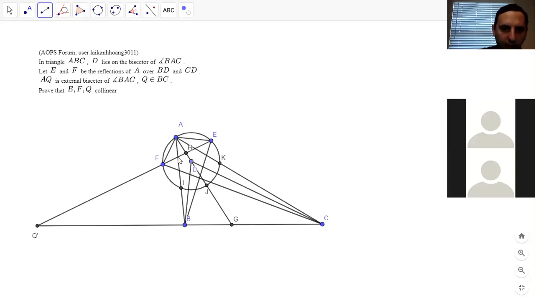I wonder if CV. Can you check for me that if the line IK passes through the midpoint of Q prime G? Yeah.